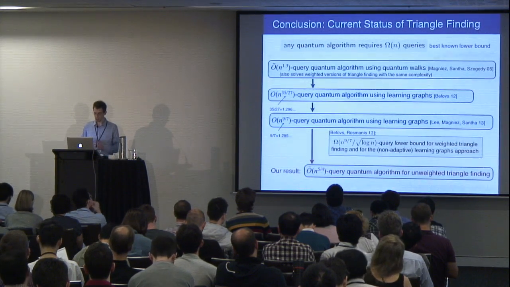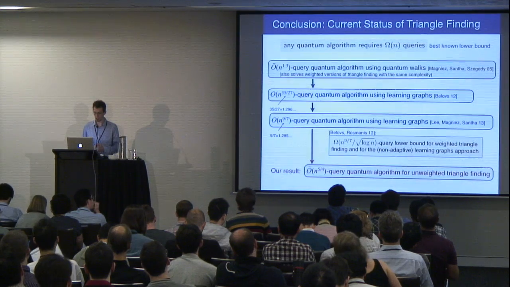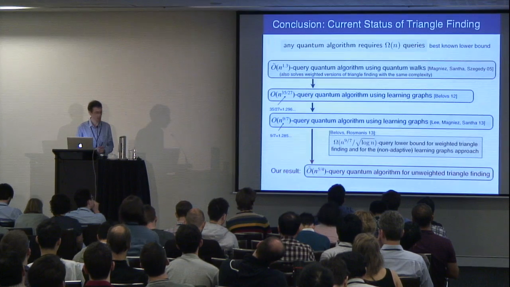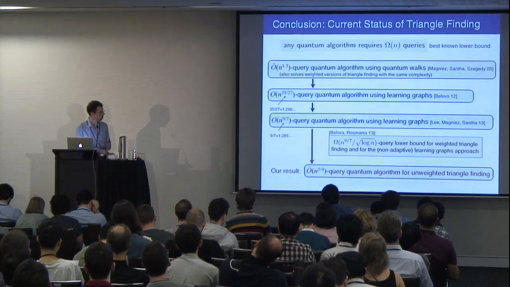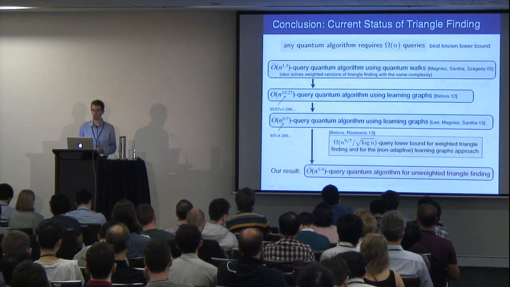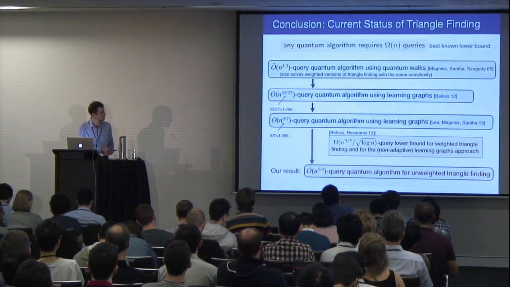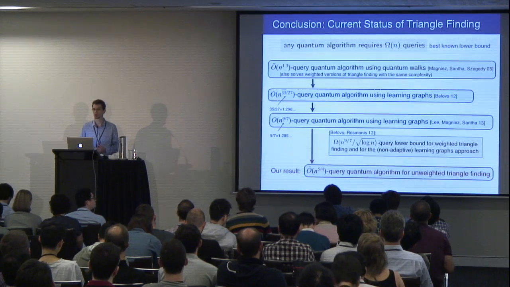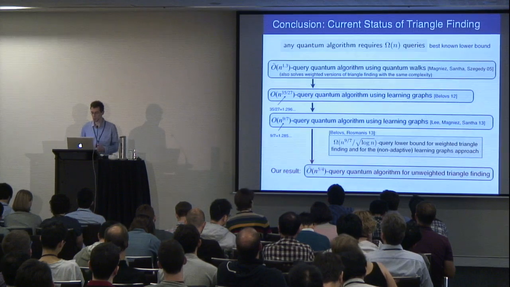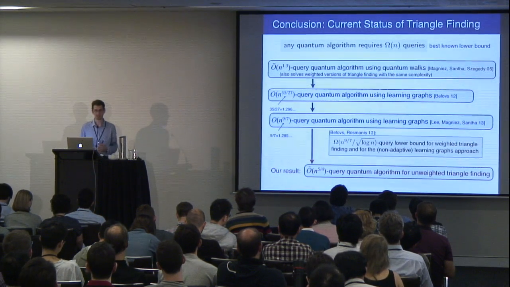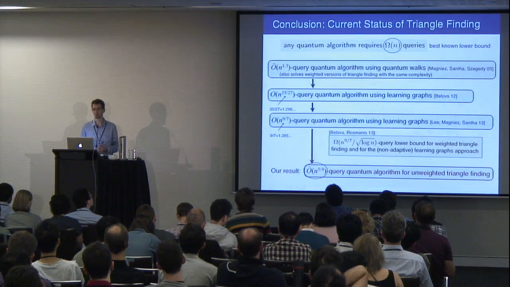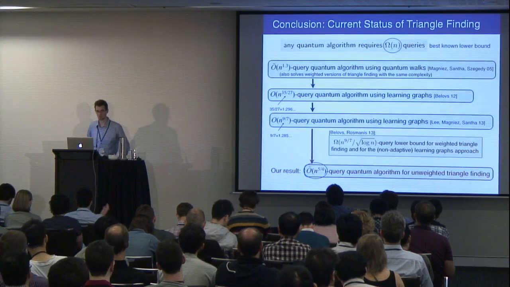As a conclusion, our main result is a new quantum algorithm for unweighted triangle finding with a complexity n to the 5/4 up to polylog factors. In particular, this shows that n to the 9/7 is not the lower bound for this problem. Currently, what we know about the quantum query complexity of unweighted triangle finding is that it is between n and n to the 5/4. Thank you.